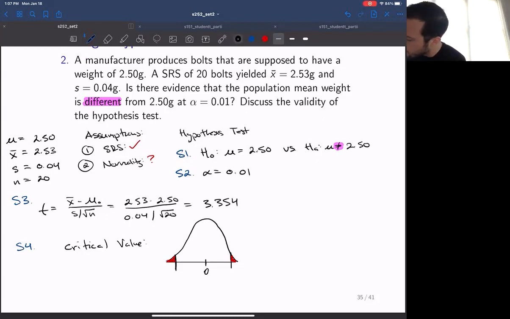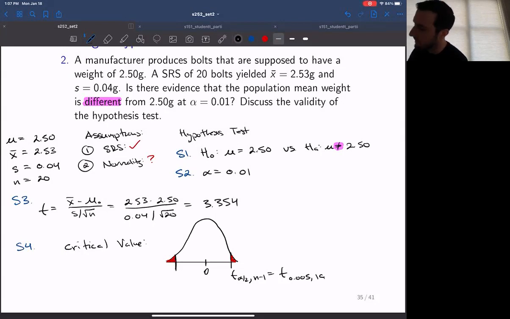So in the upper region, we're going to have a t value on alpha over 2 and n minus 1. So this is going to be a t value on 0.005 and 19. And then in the lower tail, we will just have the negative of this. So this will be negative t on 0.005 and 19.